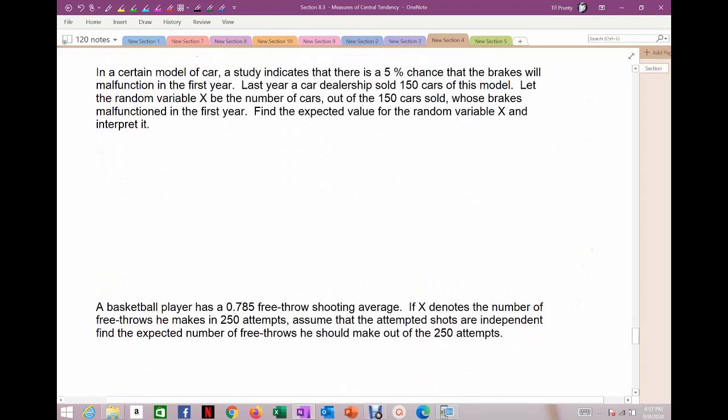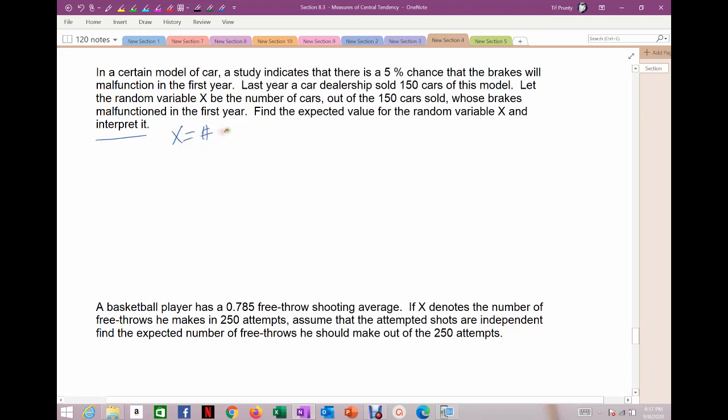Second example: suppose for a certain model car, a study indicates that there's a 5% chance the brakes will malfunction in the first year. Last year, a car dealership sold 150 cars. Let X be the number of cars out of the 150 sold whose brakes will malfunction in the first year. Find the expected value for the random variable X and then explain what it means.